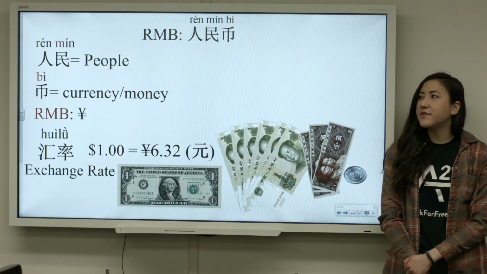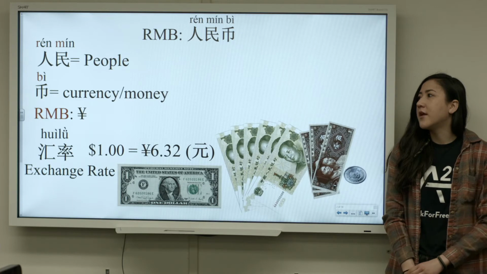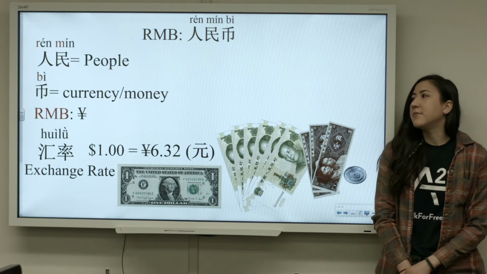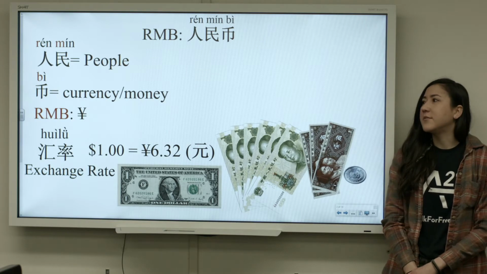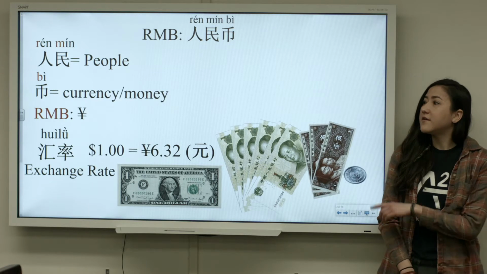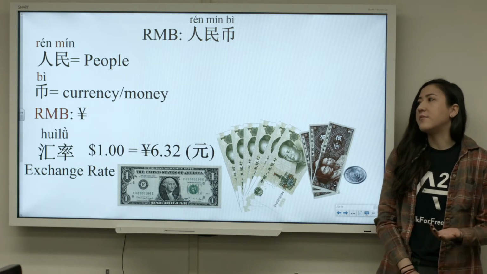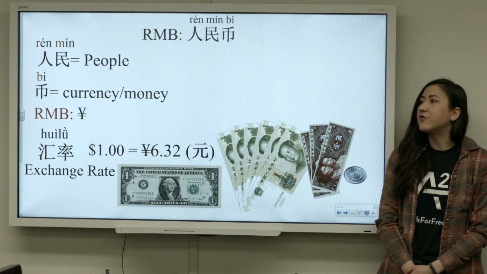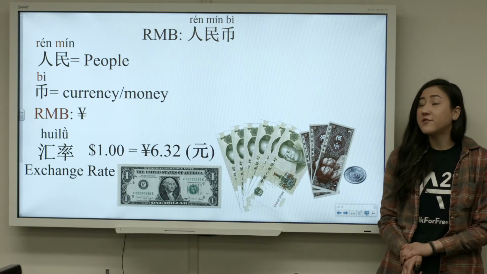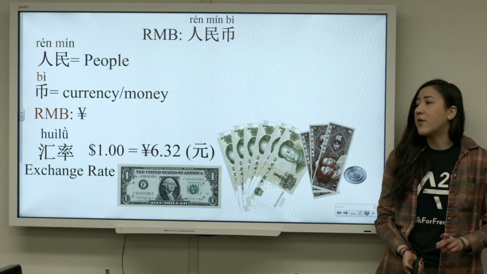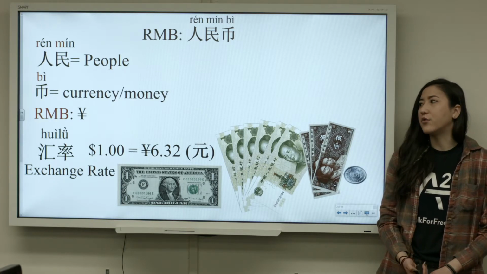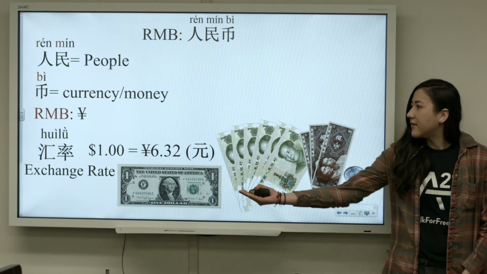So the Chinese currency is called RMB, which stands for 人民币. 人民 means people, and 币 means currency or money. So RMB, we use this symbol to demonstrate RMB in the language. So exchange rate is 汇率, and the exchange rate is $1 to 6.32 kuai or yuan, and that is right here.